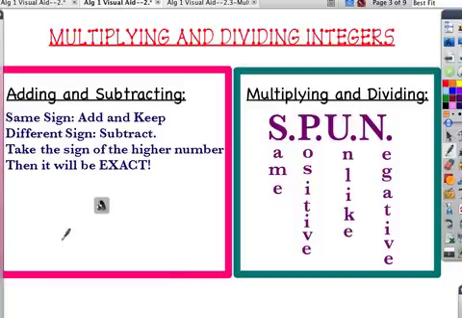Now for multiplying and dividing, we cannot use this wrap. Instead, I have an acronym I like to use, SPUN. S stands for same, P stands for positive, U stands for unlike, and N stands for negative. What this means is that when we have two numbers with the same sign, so either both are positive or both are negative, and we're multiplying and dividing them, we get a positive answer. If they are unlike signs, meaning one is positive and one is negative, then we're going to get a negative answer.